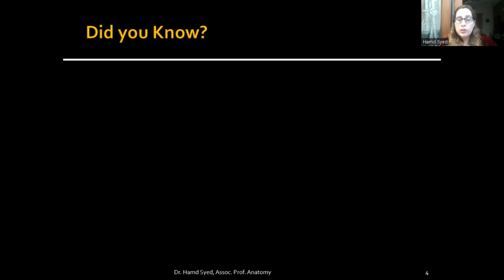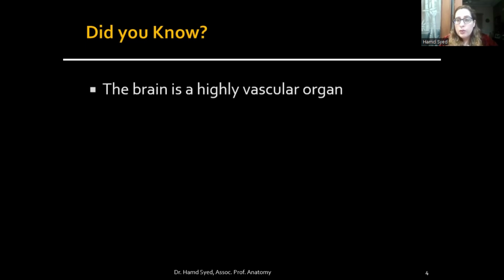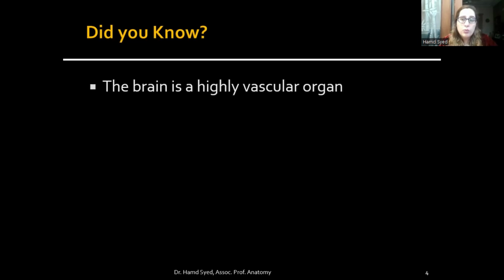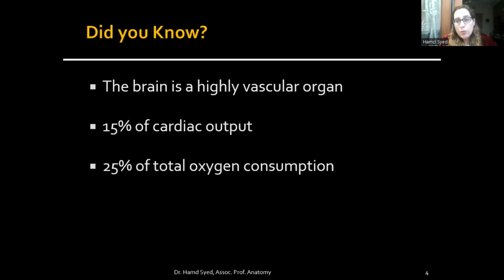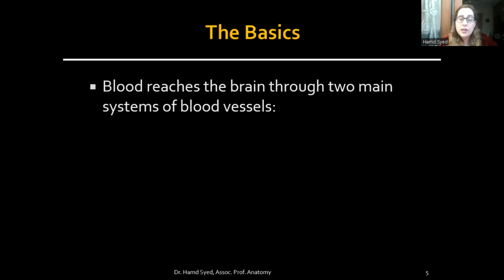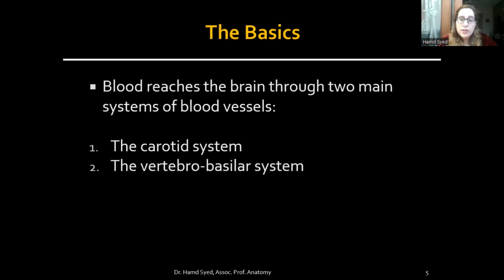So before I start with this topic, a few very basic facts which you should know is that our brain is a highly vascular organ. It receives about 15% of the cardiac output. This is because of the high functioning neurons in our brain, which consume about 25% of the total oxygen. So the very basic thing to remember when we talk about the blood supply of the brain is that the brain is supplied by two main systems of blood vessels. One of these systems is known as the carotid system, and the second one is known as the vertebro-basilar system.